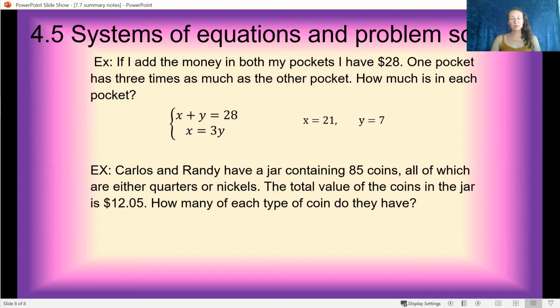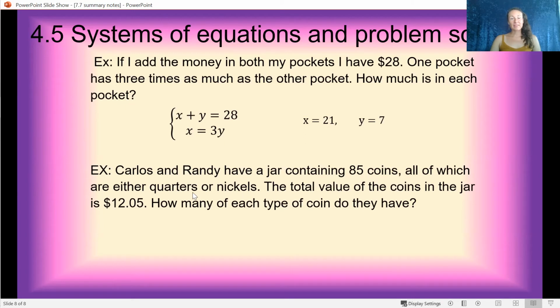We want a variable to represent the number of nickels. Let's call it N. And we want a variable to represent the number of quarters. Let's call that Q. But remember, a nickel is worth 5 cents and a quarter is worth 25 cents. So we know that N plus Q is going to give us 85, right? The number of quarters plus the number of nickels will give us 85 coins.